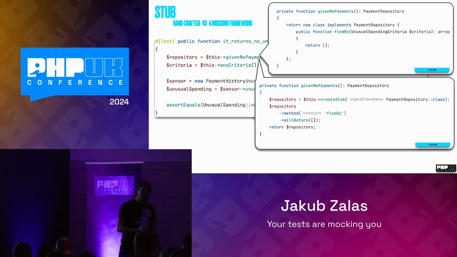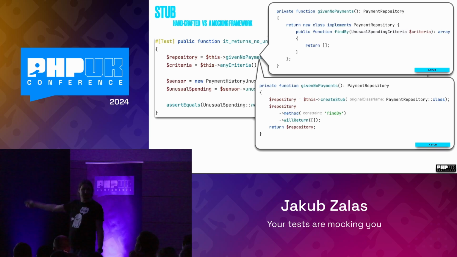That was the handcrafted stub, still visible at the top. Down here we have the same stub created with the PHPUnit built-in mocking framework. So we use the createStub method to kind of create an implementation of that interface on the fly, out of thin air, and configure it. So say the method findBy will always return an empty list. Yeah? These are equivalent, they do exactly the same thing.